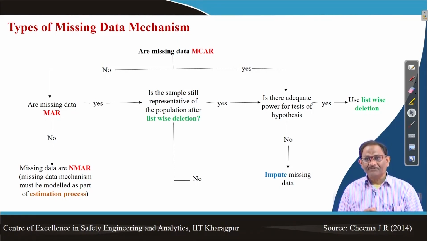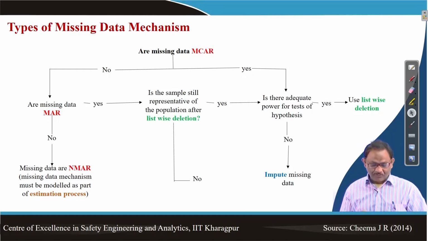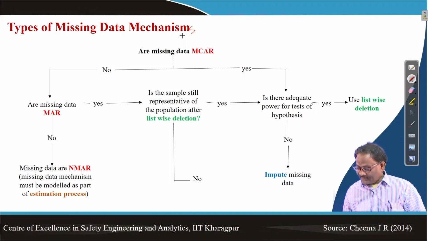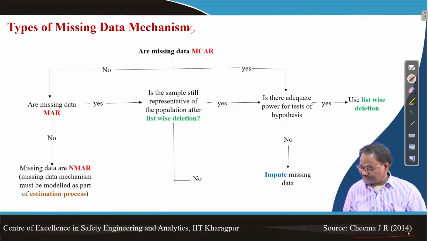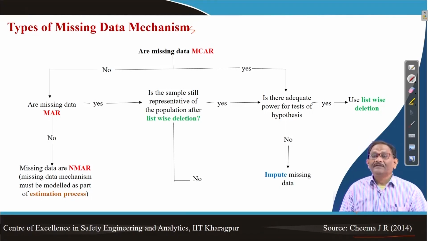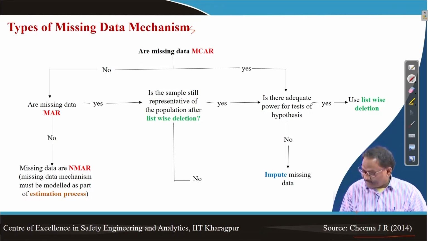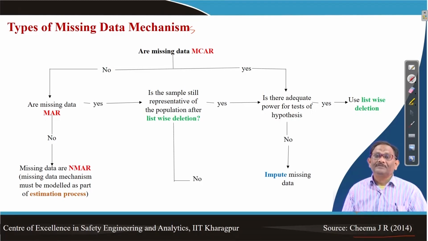After this definition of missing data, now we want to tell you about the mechanisms of missing data generation. As I told you, missing data generation is a process. There are certain processes which provide the missing data. These types of missing data mechanisms are very important, and this one we have taken from Cheema Jr. As I told you, that paper, the missing data handling paper by Cheema Jr., is the primary source of this lecture.